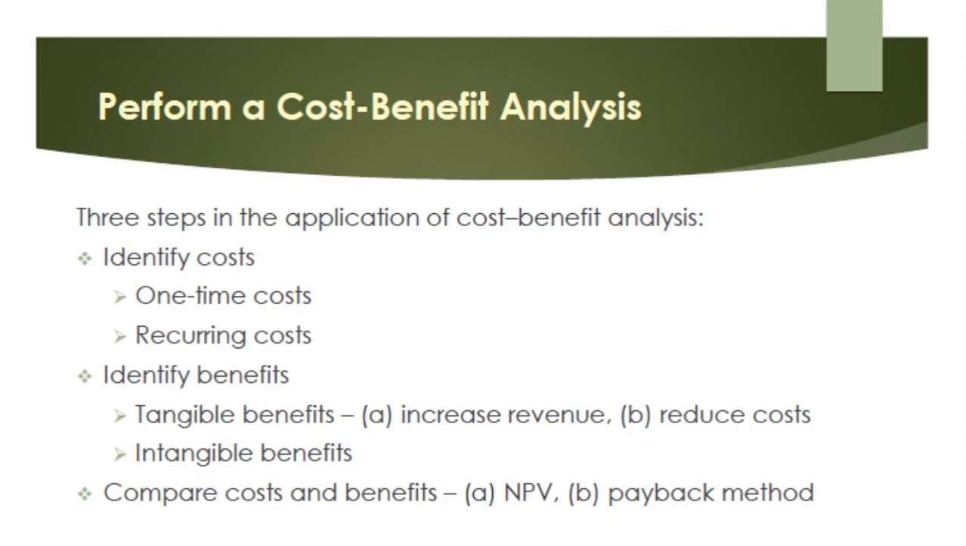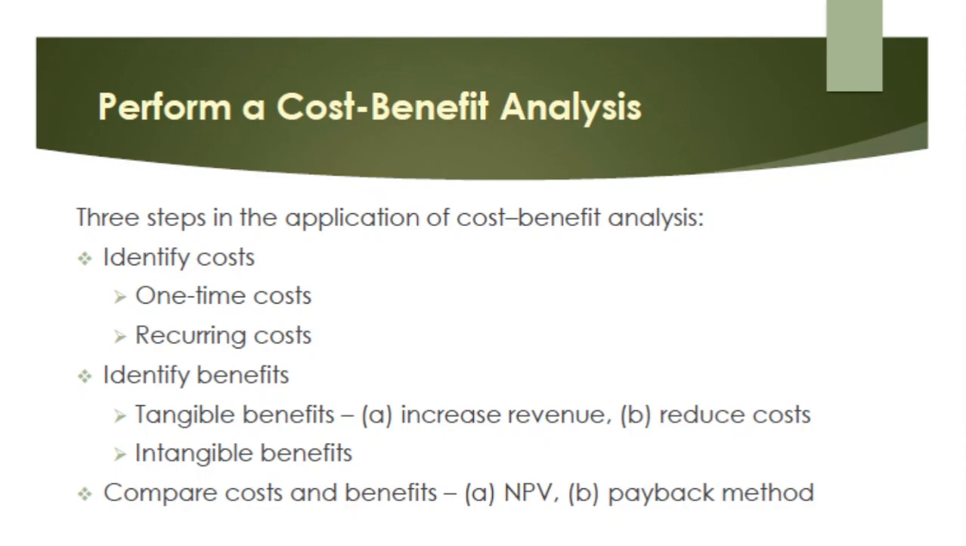Next step is identifying the benefits. These benefits may be tangible or intangible. When you say tangible benefits, they can either increase revenue or reduce cost. Intangible benefits refer to those benefits that are often of overriding importance in information systems, and they cannot be easily measured and quantified. Examples of intangible benefits include increased customer satisfaction, improved employee satisfaction, and so on.